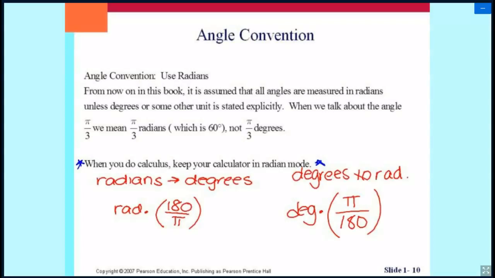So as I mentioned earlier, in here, we're primarily going to work in radians. So when you're in here, your calculator should be in radian mode. And we have two conversions. You can convert radians to degrees and degrees to radians. So both of those conversions are listed up there for you.